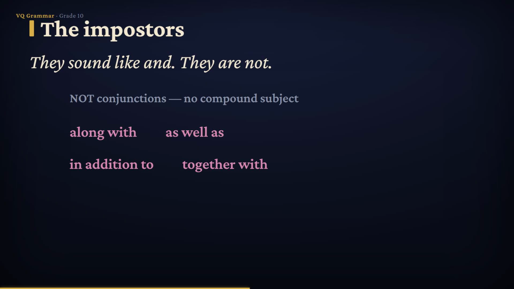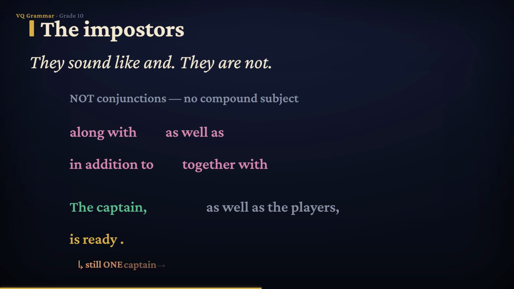But they are only phrases. They do not build a compound subject the way the word and does. Here is the sentence. The captain, as well as the players, is ready. Not are ready, is ready. Why? Because the subject is still just the captain. One captain. That phrase is set off by commas. It is extra information, and it has no power at all to change the number of the subject.